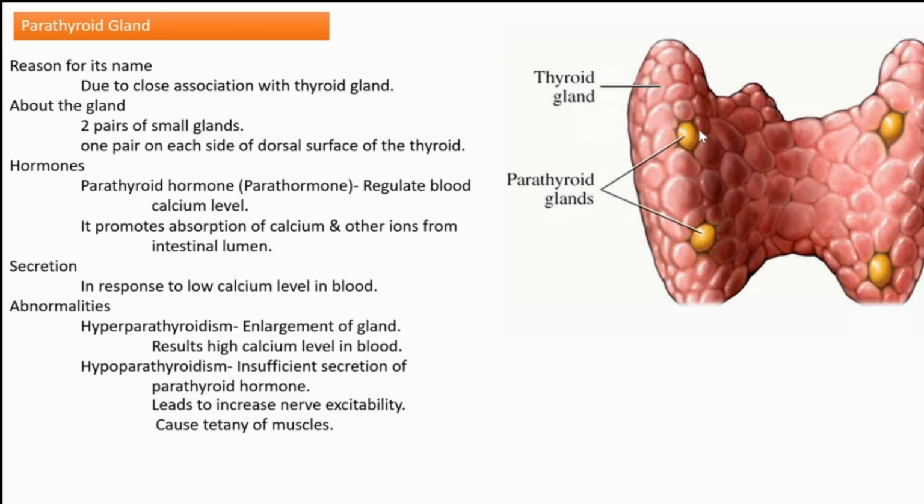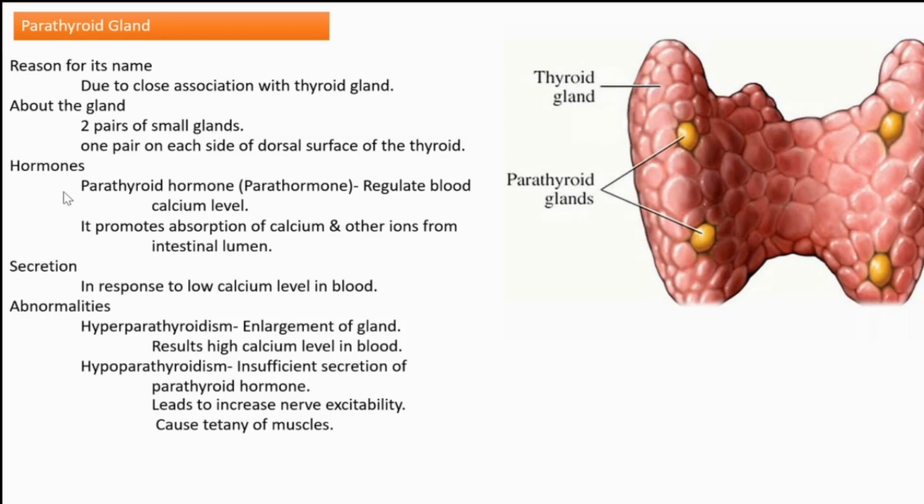Parathyroid gland here, it is seen associated with the thyroid gland itself. It is a very small gland. The reason for its name is its close association with the thyroid gland, so it is called the parathyroid gland. About this gland, it is two pairs. One pair, then second pair. Two pairs of small glands. One pair on each side of the dorsal surface of the thyroid.